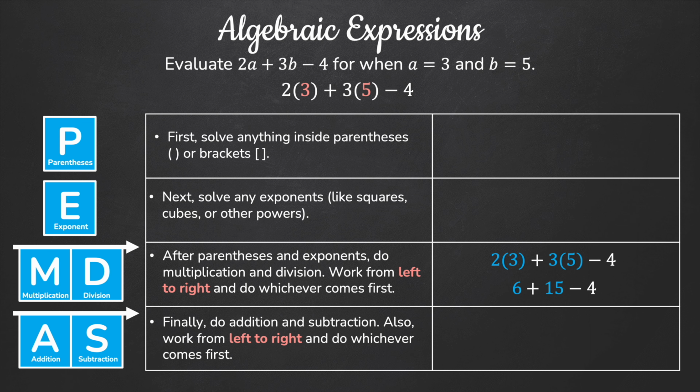And then we have A and S for addition and subtraction. So we're going to do addition and subtraction from left to right, whichever one comes first. And in this case, we have addition first. So 6 plus 15 is 21. And then 21 minus 4 is equal to 17. So that means our final answer is 17.